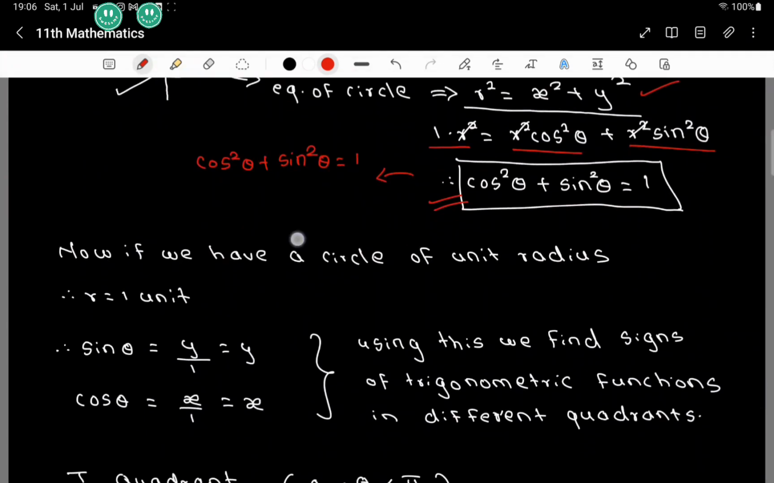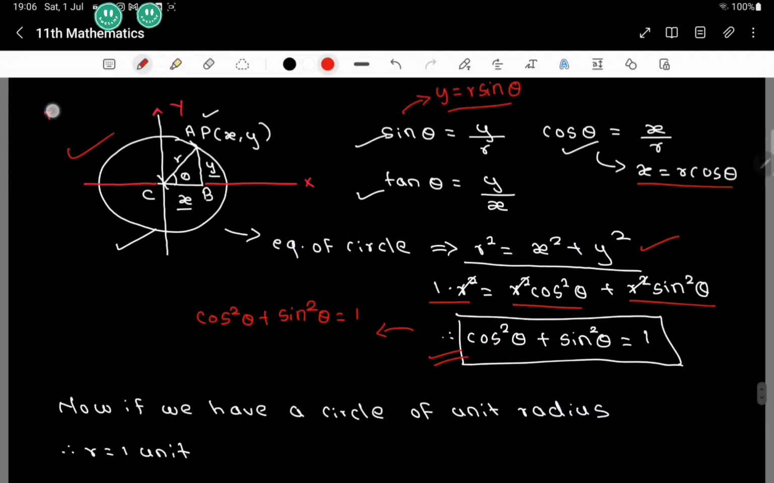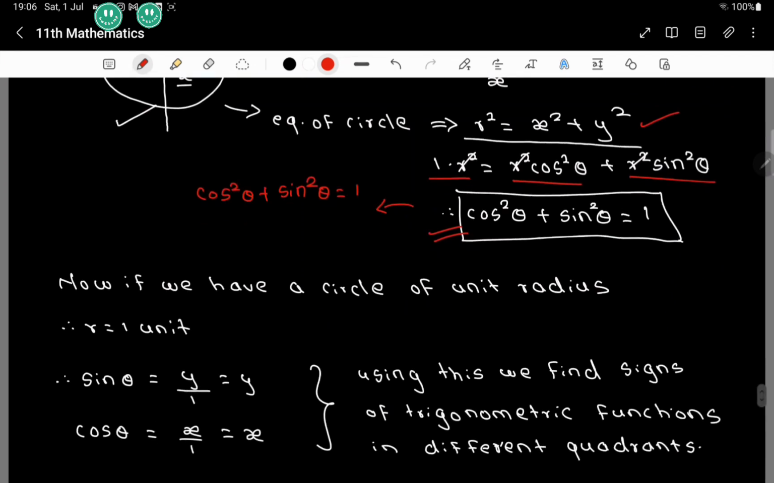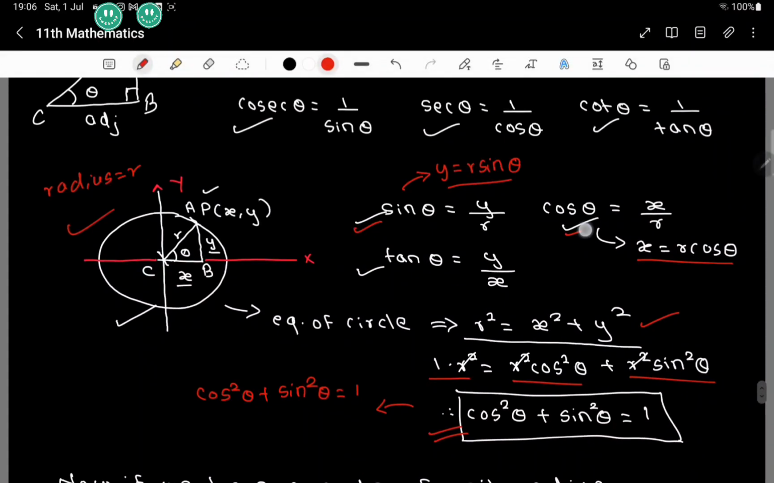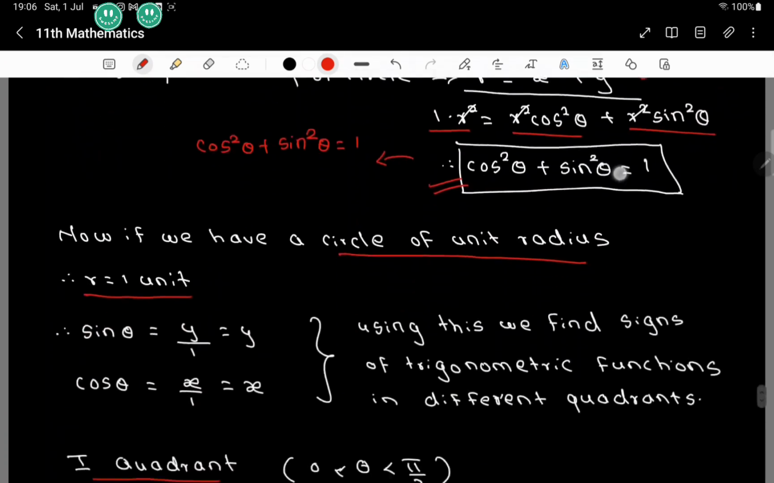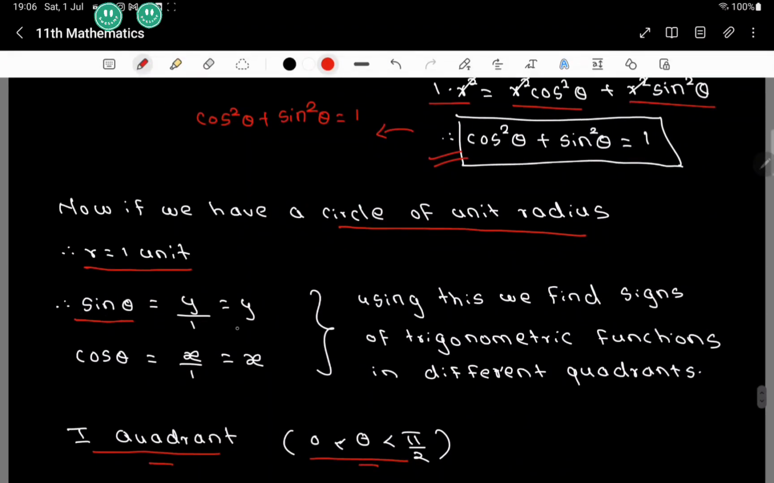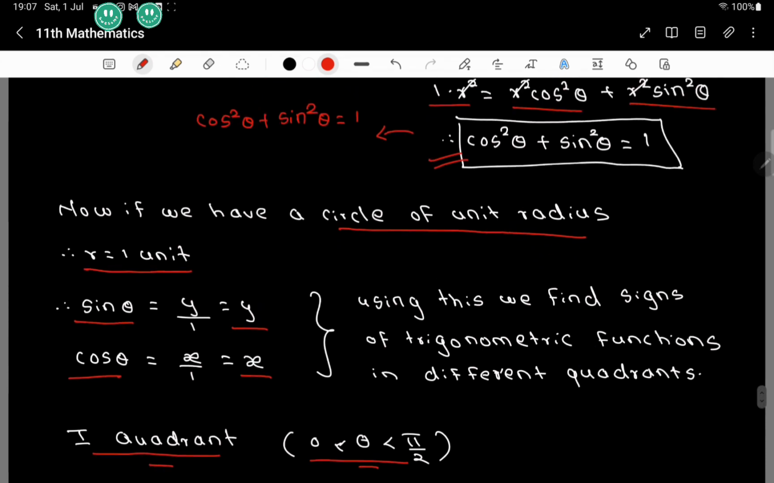Now, as we had earlier in this case, the circle over here, we had the radius as some value r. Now what we are doing is we are considering a circle of unit radius, which means that our r is now 1 unit. Now substituting r equal to 1 in all the equations for sine theta, cos theta and tan theta, what do we get? We get sine theta as y, we get cos theta as x, and tan theta remains the same.